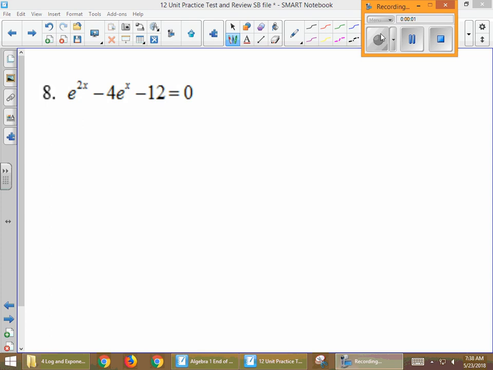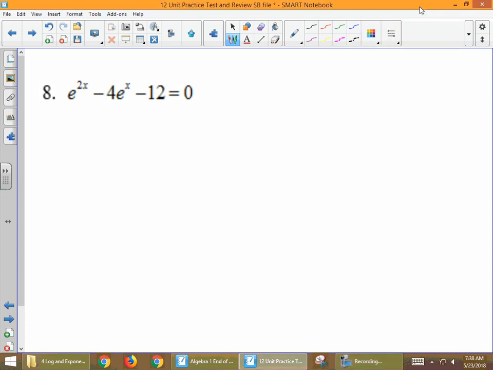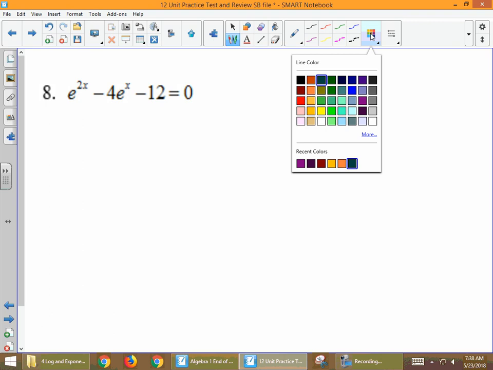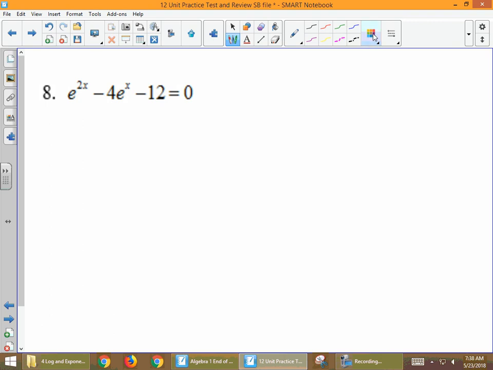All right, last exponent rules problem here, or last exponential problem. And this is a disguised factoring problem. The way I know this is a disguised factoring problem is that I have a trinomial going on here. I have a square term, a single term, and a constant. So when we have a problem like this, the middle term we're always going to make into our u.